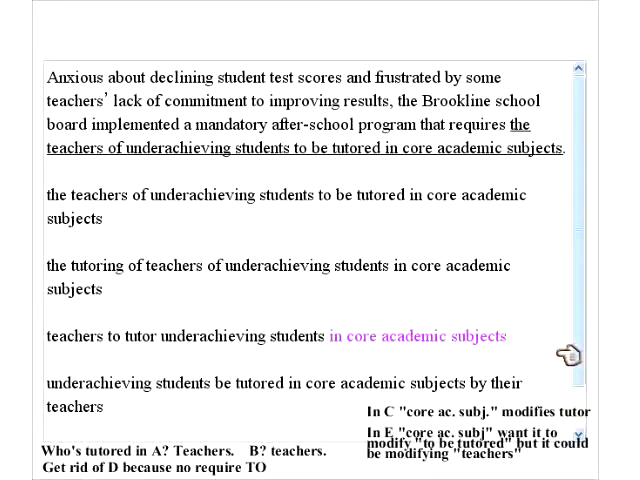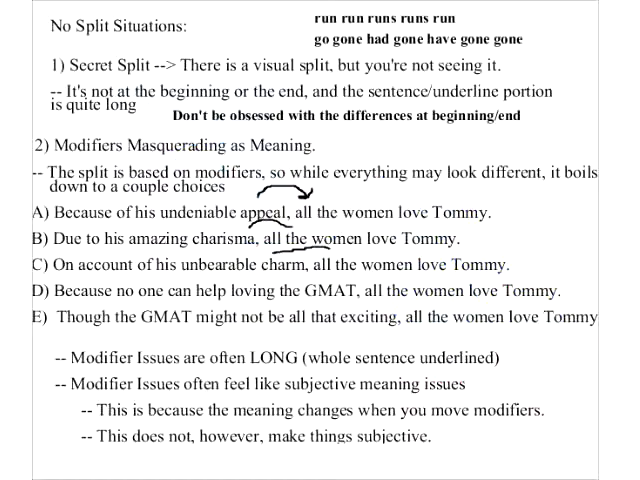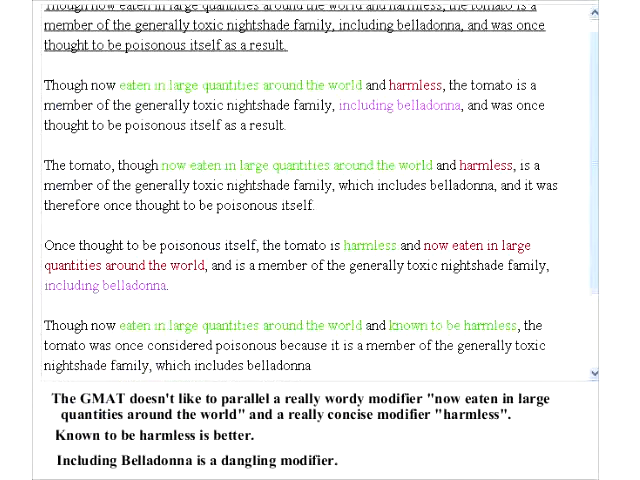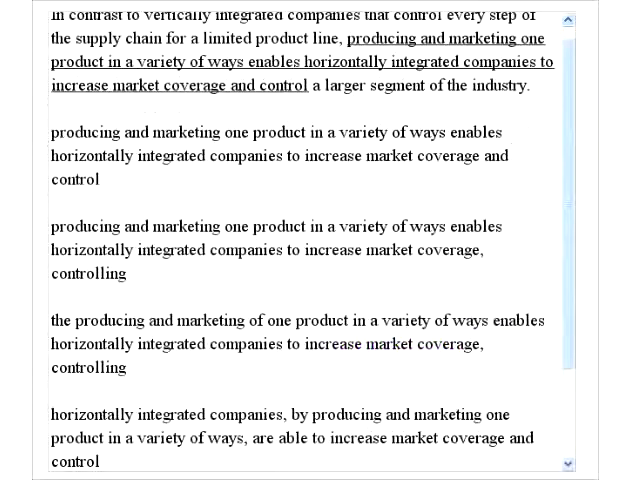Absolutely. So notice this example in core academic subjects right here. It's a lot like, we talked about this earlier, sorry to just bounce around. It's a lot like what we saw here with by a physician, right? Where we want it to modify like can be read by a physician, but when you put it next to chart, suddenly it looks like can read the chart by a physician, not can be read by a physician. So that's kind of the issue there. The answer is C, as a lot of people saw. So good work on that one.